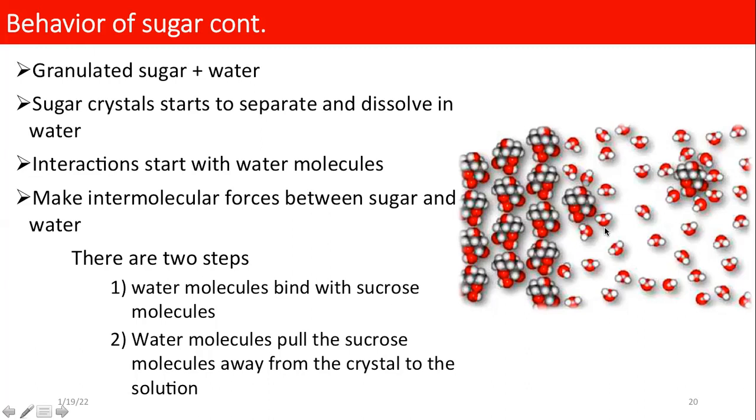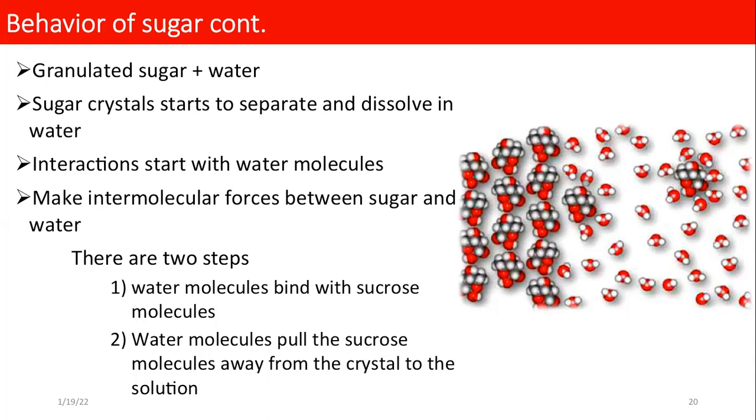Right? What is happening? Basically, when we mix sugar with water, water molecules react with the sugar crystals. You know the intermolecular forces between sugar molecules are weak. Then these bonds will break and form bonds with water molecules. That's the first one. The second one is, here the water molecule percentage is high.